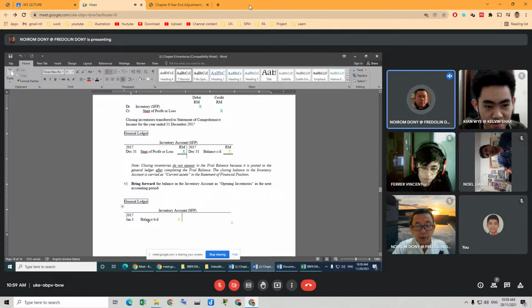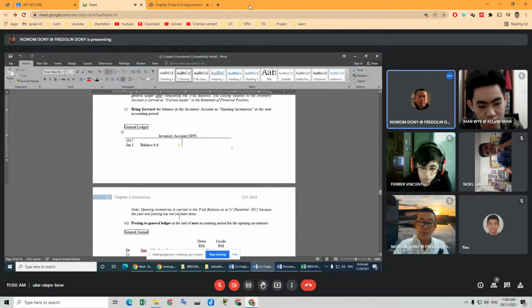You see, this is your closing balance. Then the opening balance is like this for the following period. This is 2016, let's say January the 1st, 2017. So this is the opening balance. Opening inventory is carried in the trial balance as at 31st of December because the year-end posting has not yet been done. So meaning only opening inventory appears in the trial balance, but closing inventory does not appear in the trial balance.